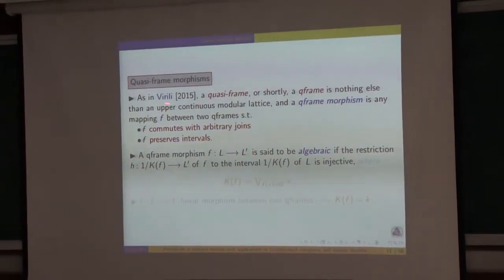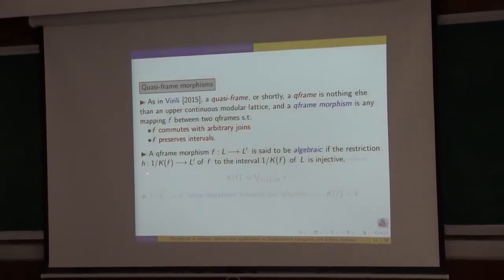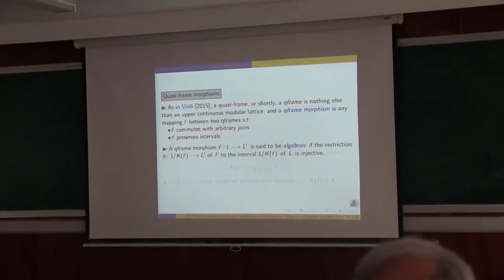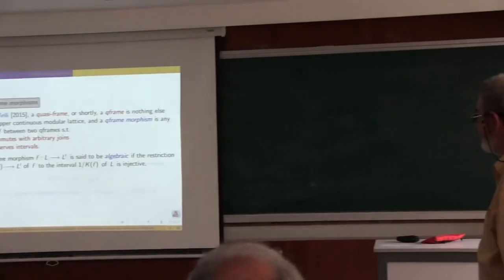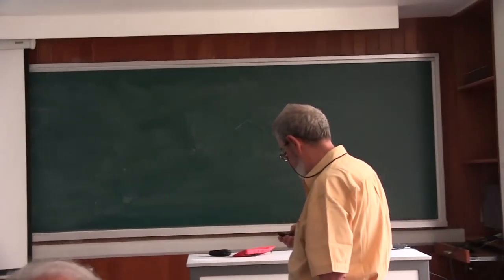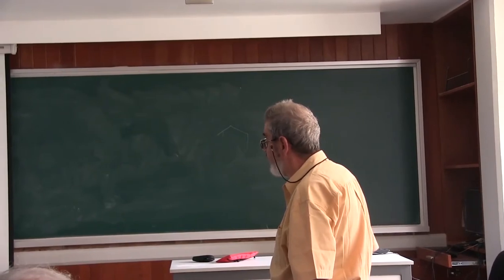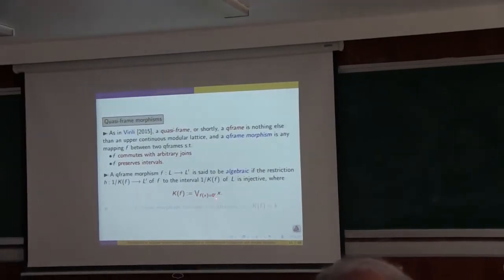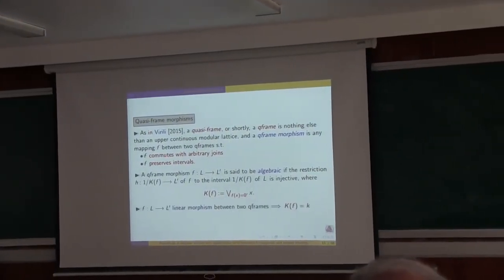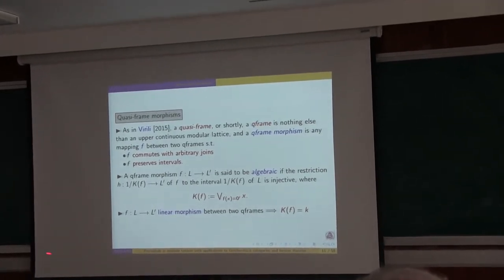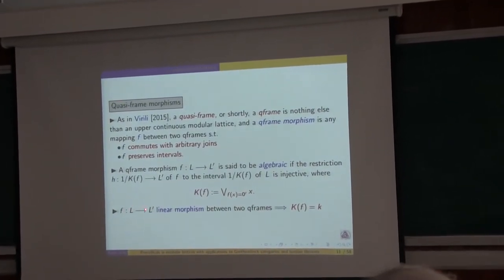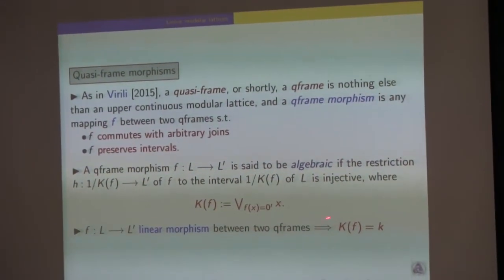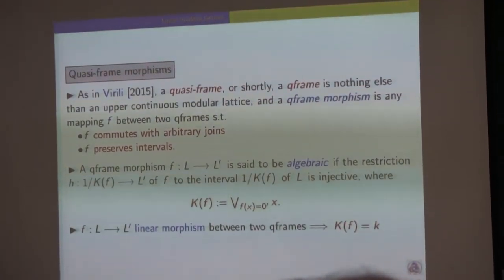This is the concept we will write here. If the restriction of 1 over k of f to the interval 1 over k of f is injective, where k of f is the union of all x which are mapped onto 0. Now, if f is a linear morphism, then k of f is exactly the kernel, as we know.